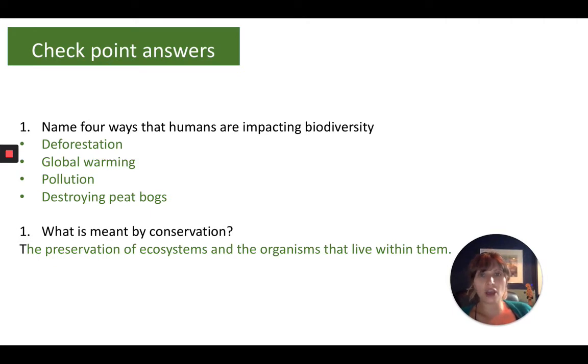Lovely. So hopefully you've had a go at answering those questions. And here are the answers. So the four ways that we impact biodiversity is deforestation, global warming, pollution and destroying peat bogs. And conservation is the preservation of an ecosystem and the organisms that live in them. Okay, so really good if you got number 2 right, because I hadn't gone over that. I wanted to see if you knew it.